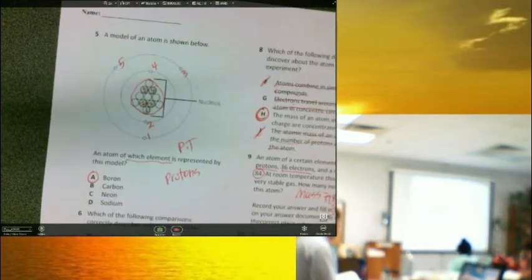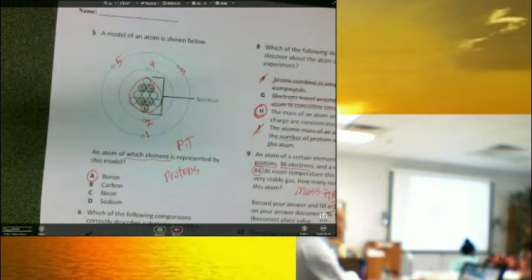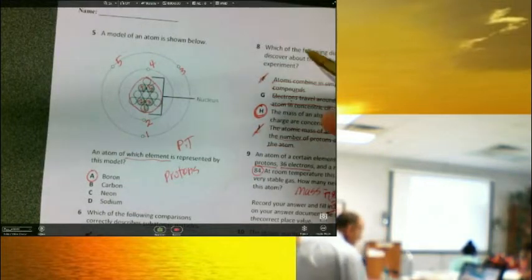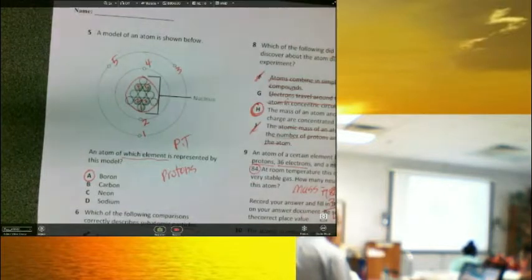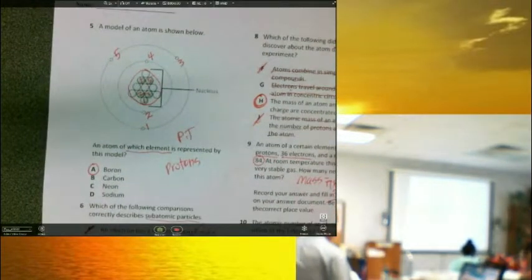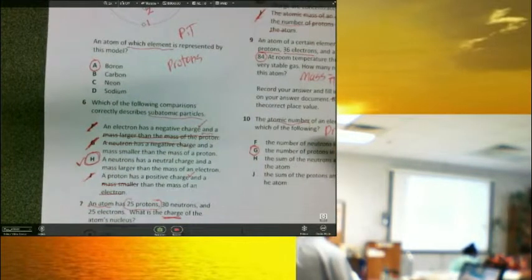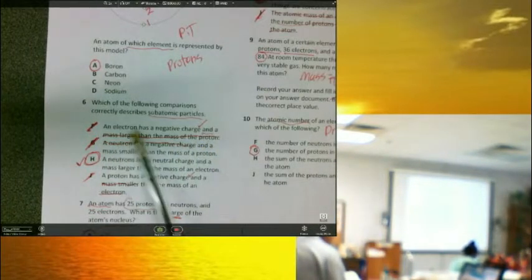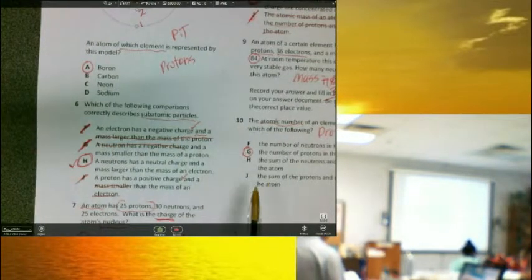You need to know that in order to figure out the protons, you have to count the what? The electrons. So how many electrons does this have? 5. So how many protons does it have? 5. So therefore it is boron. Number 6. Which of the following comparisons correctly describes a subatomic particle? H. The electron does not have a mass larger than the proton. The proton is bigger. A neutron is not negative.